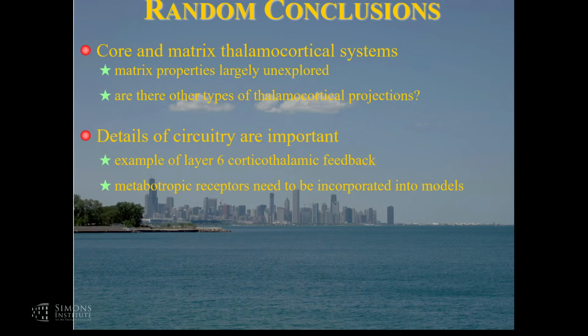Another point is metabotropic receptors. They're found widely through thalamus and cortex. And in cortex, we've estimated, in the mouse at least, that most glutamatergic pathways within cortex activate metabotropic receptors. It's a subset that doesn't, that's a minority.